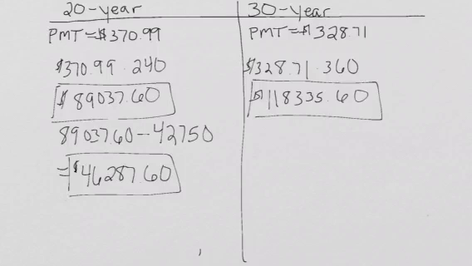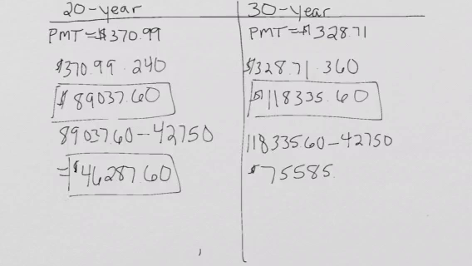Now we're going to do the same thing for the 30-year. We have $118,335.60 minus $42,750, and this gives me a total of $75,585.60. That's how much interest alone I paid on the 30-year mortgage.